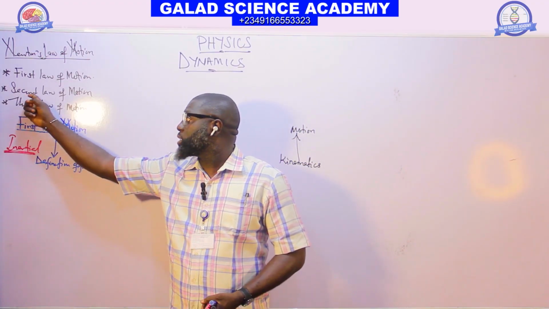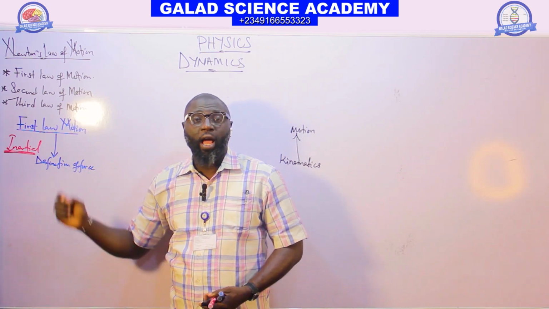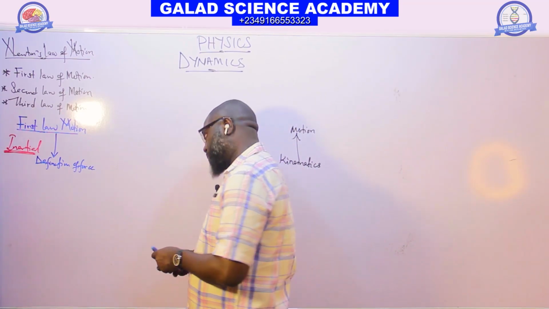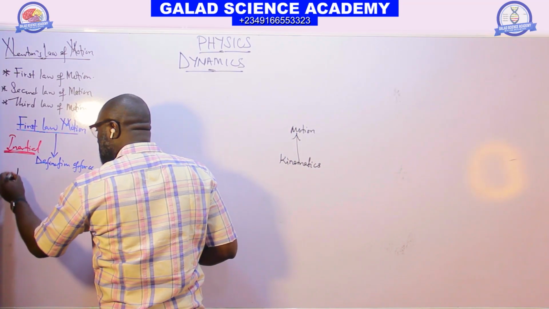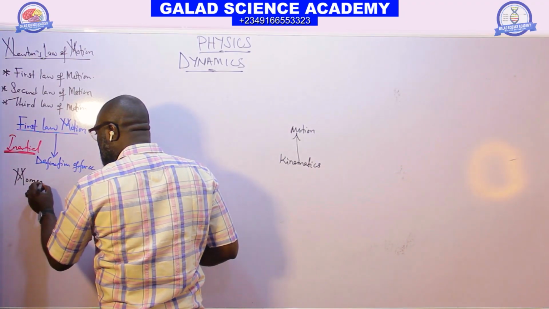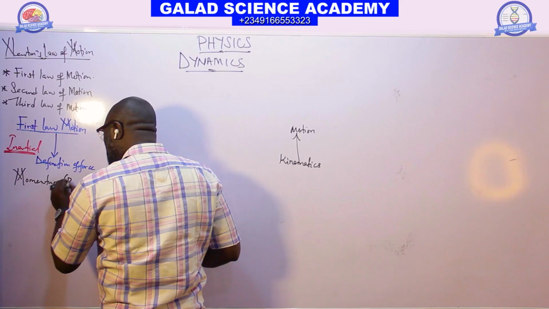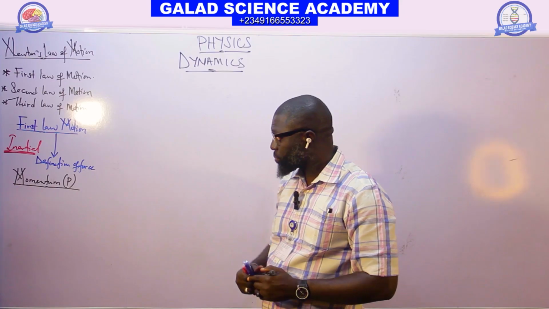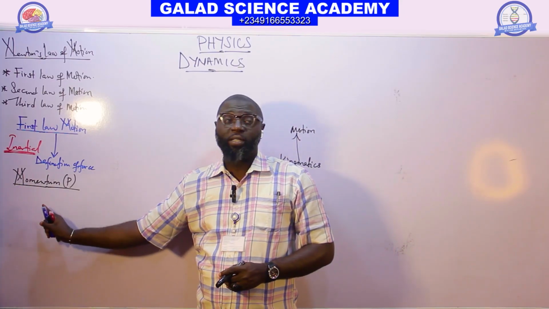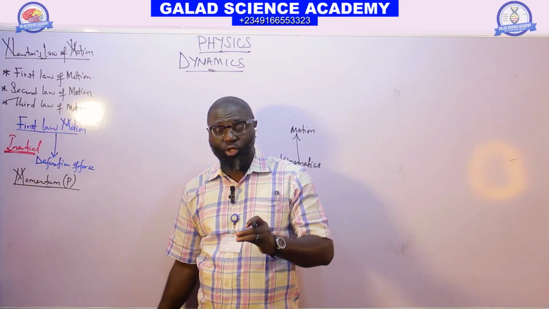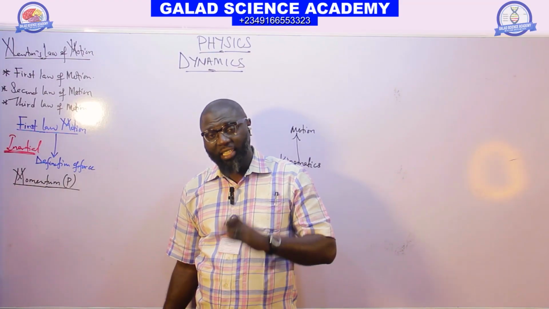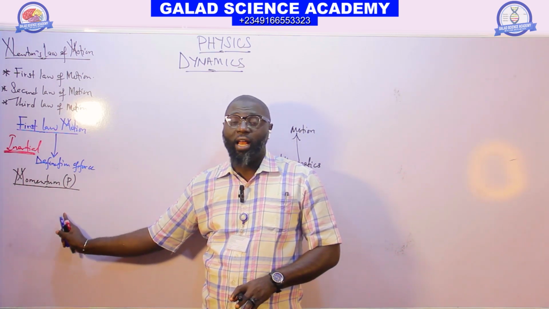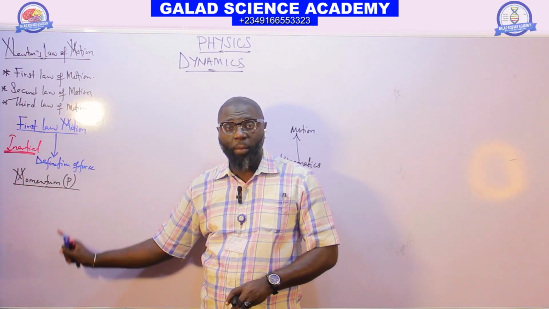The second one is the second law of motion. Before I explain the second law of motion, let me explain what we call momentum. We always use P to represent momentum. Momentum can be defined as the product of mass and its velocity.